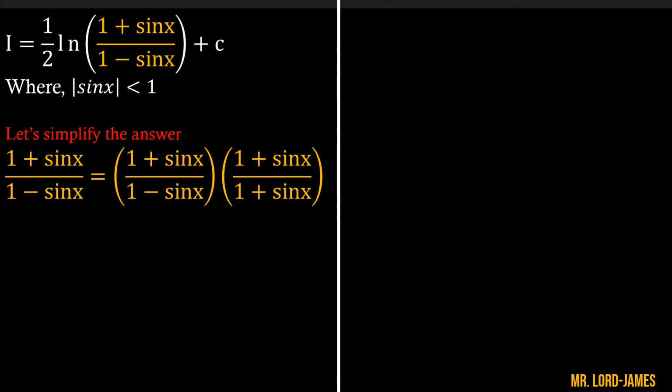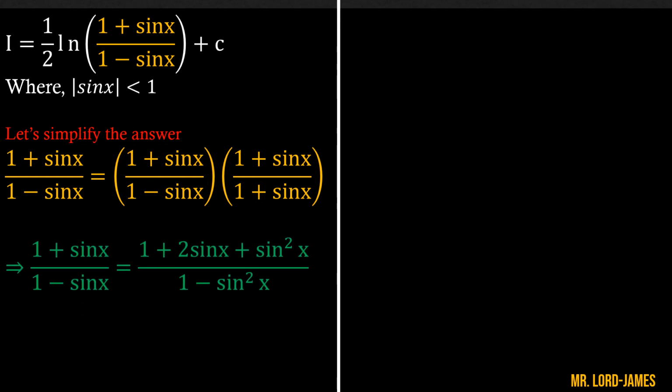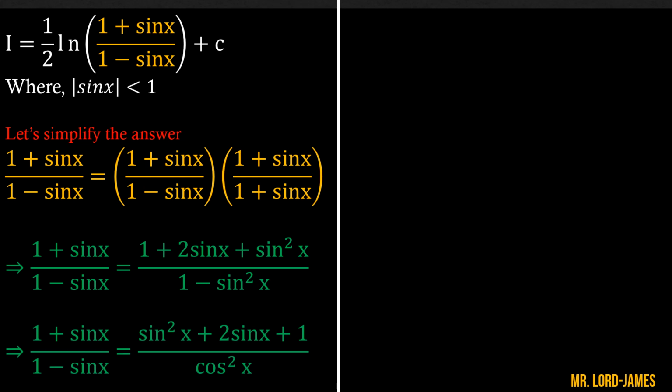We are doing this in order to simplify this rational function, and if you expand what is above, you clearly observe that this is the expansion of 1 plus sine x all squared, which is 1 plus 2 sine x plus sine squared x. What is below is the difference of two squares, and if you expand, we get 1 minus sine squared x.